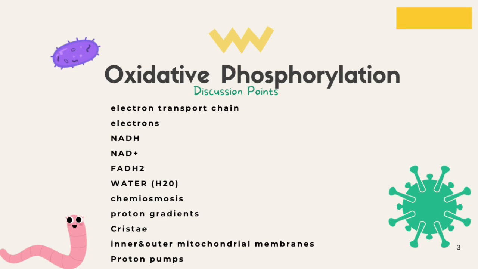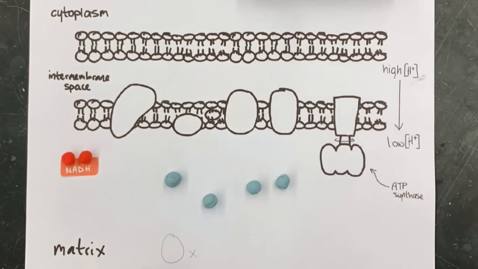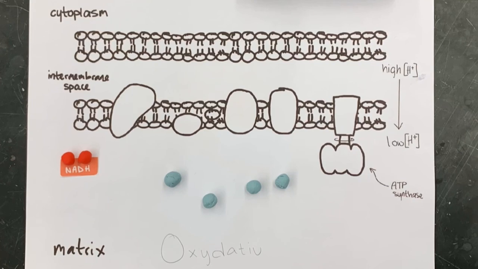Oxidative phosphorylation. The electron transport chain, electrons, NADH, NAD+, FADH2, water, chemiosmosis, proton gradients, cristae, inner and outer mitochondrial membranes, and proton pumps will all be discussed. Oxidative phosphorylation is a process that is primarily for producing ATP for the body's energy.